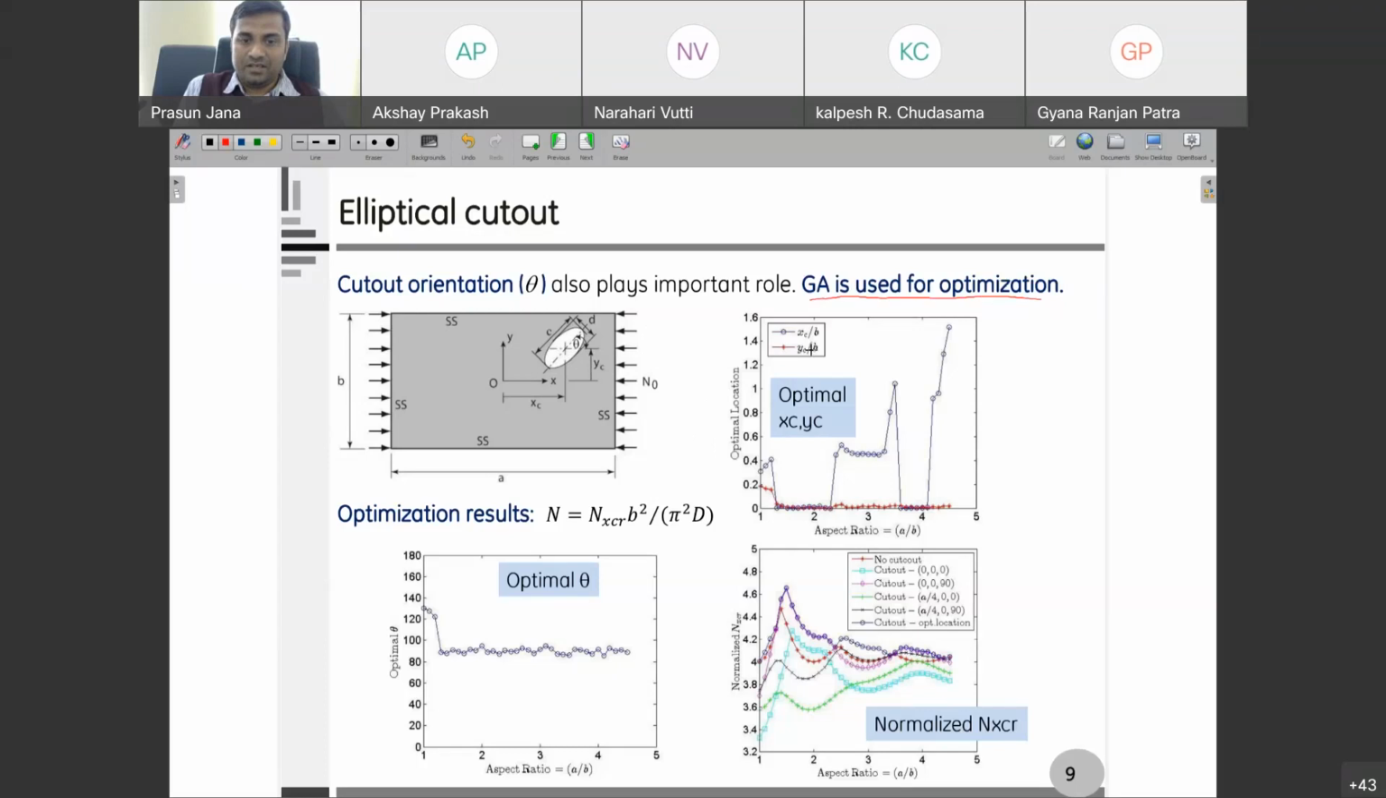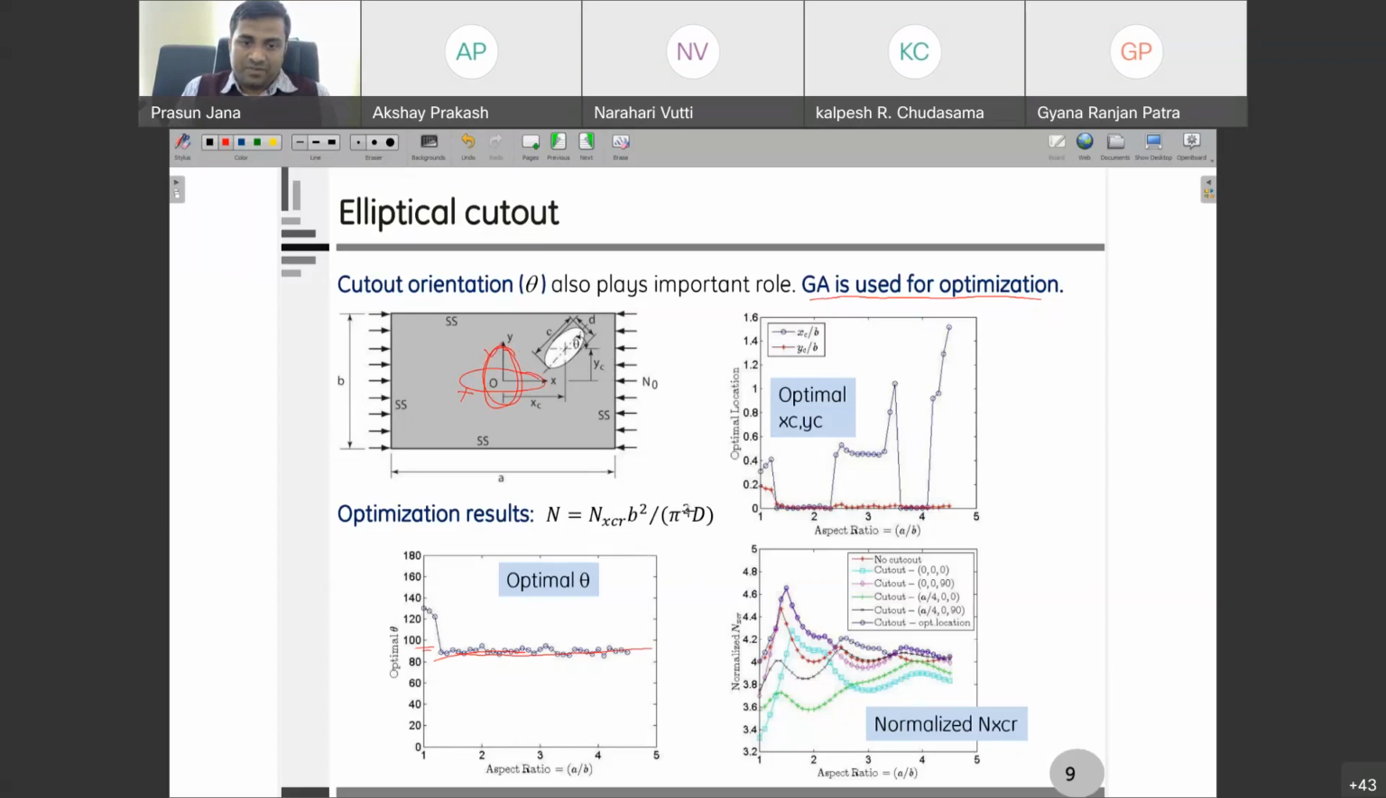And then we can see that if we have such elliptical cutouts, then the optimal theta will be close to 90 degrees. You can see this line is almost near the 90 degree line. Okay, so it is this position which will give you the maximum buckling load, not this position. Okay. So this is the optimal placement of the cutout for getting maximum buckling load.